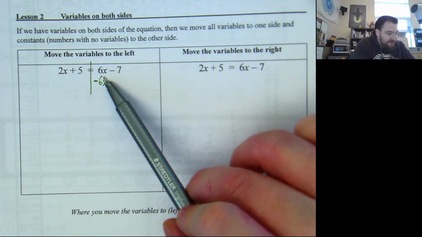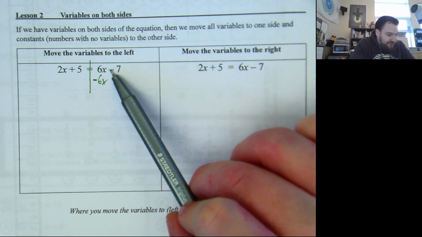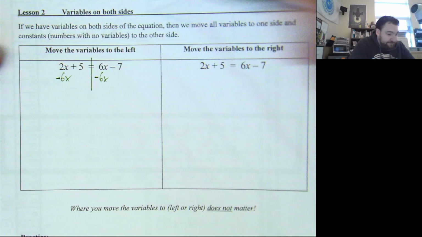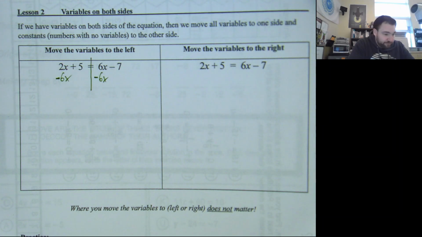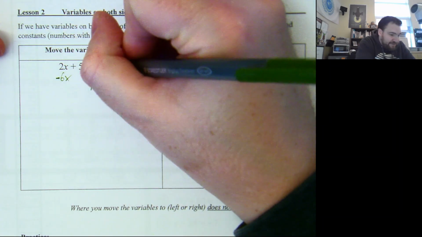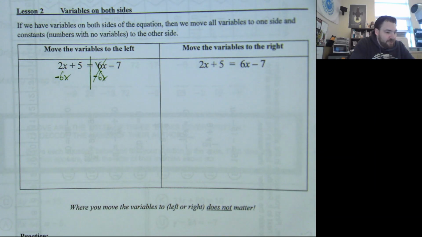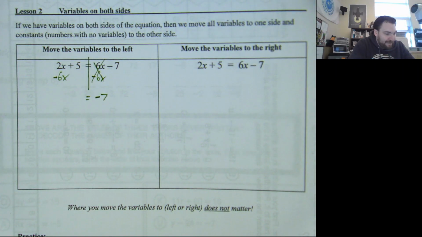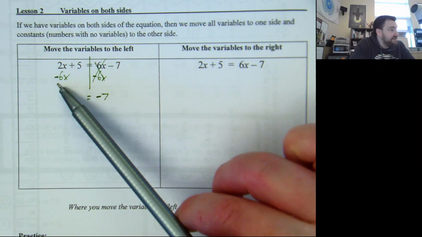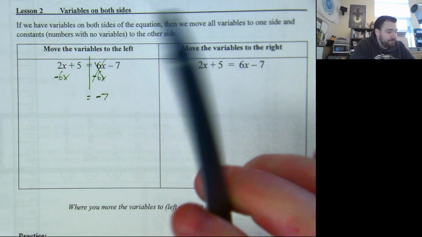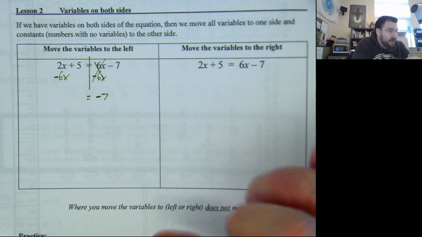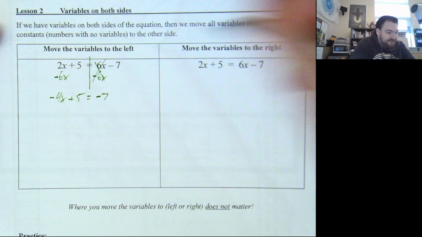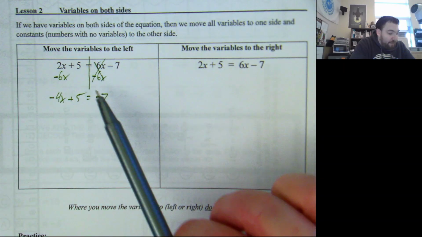Because the 6x is positive and it's attached to the 7 by subtraction, we're going to take away 6x, and whatever I do to one side, I have to do to the other. On the right-hand side, 6x minus 6x is going to cancel, give me 0. So all I have left on this side is negative 7. On this side, I've got 2x minus 6x, which is what? I got negative 4x. And that plus 5 is still there. Now, I've got all my x's on one side.